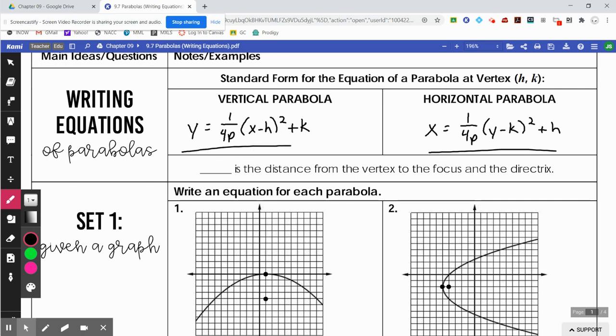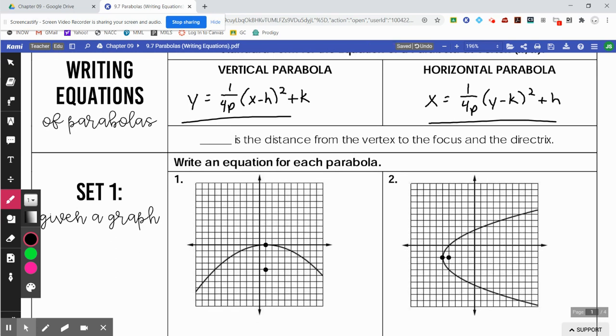Just a reminder, I've written both of those standard forms here, where the distance from the vertex to the focus and from the vertex to the directrix is the value of p. A reminder that if you're dealing with the first one, if p is positive, then it cups up. If p is negative, it cups down. The second one, if p is positive, it cups to the right. If p is negative, it cups to the left.